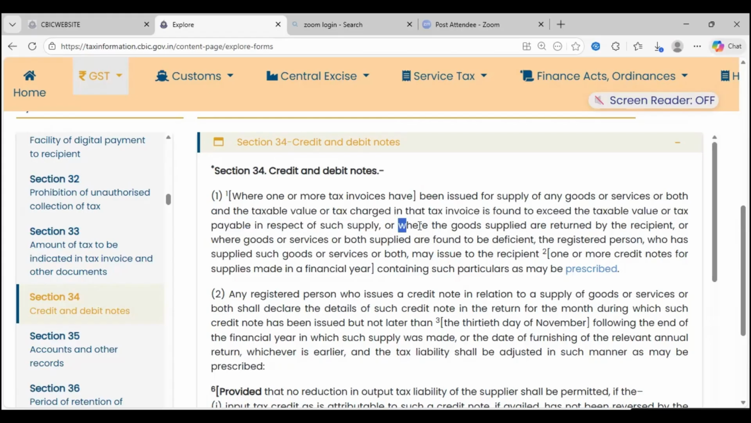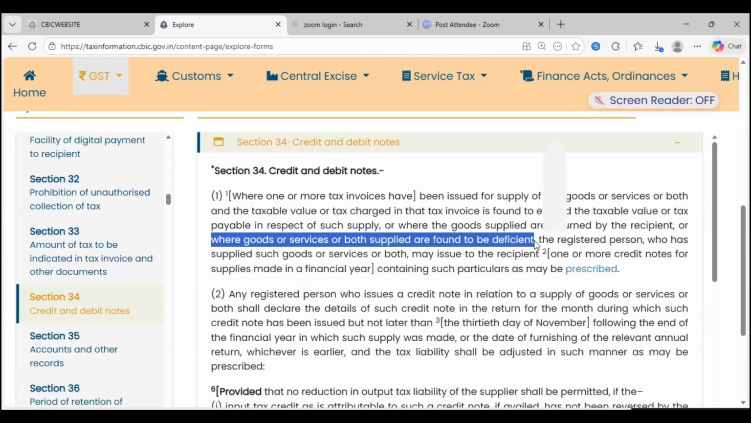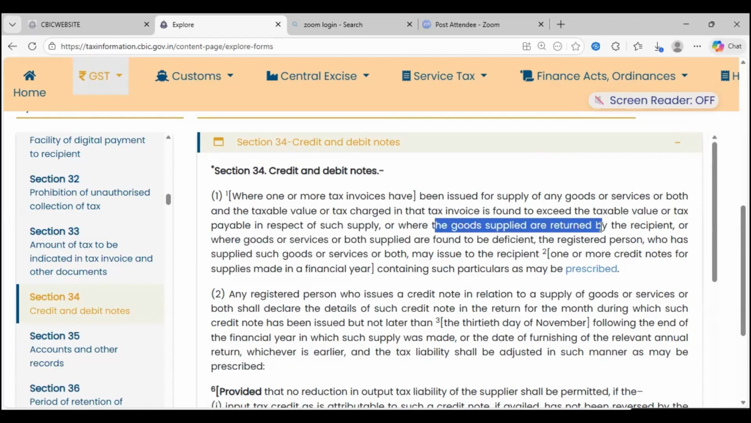Or when goods supplied are returned by the recipient. Sir, I have supplied goods that were rejected or returned back by the recipient. So when he has returned them, then I can give a credit note. Or when goods or services are both found to be deficient. Now, please understand, secondly, goods can be returned, but services cannot be returned.